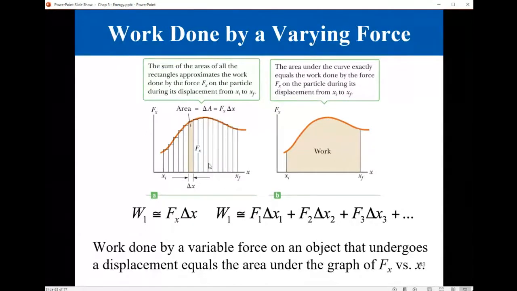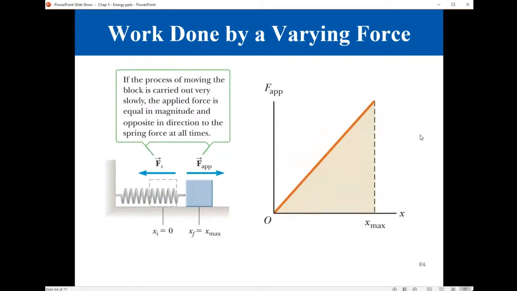Alternatively, you may try to use an average value for the force. Use your good judgment to choose an average value for this curve, and multiply it by the displacement in order to estimate the work involved. In this case, the area is easier to calculate.